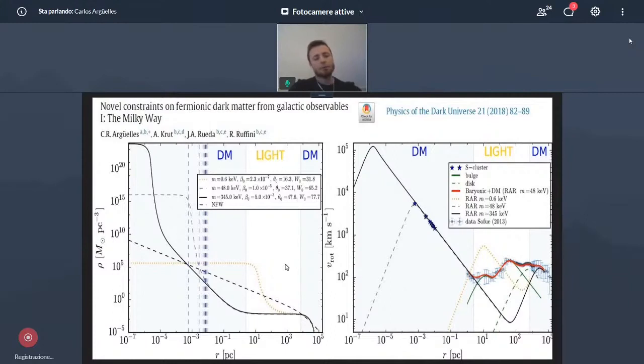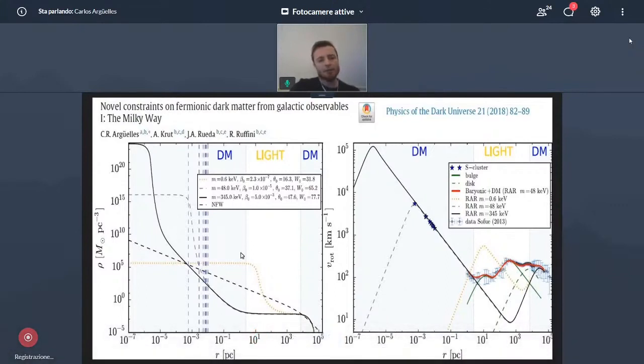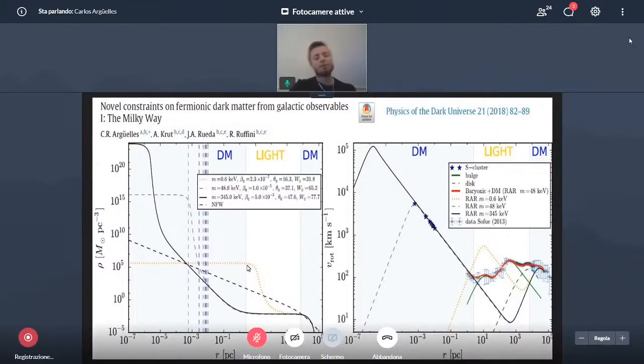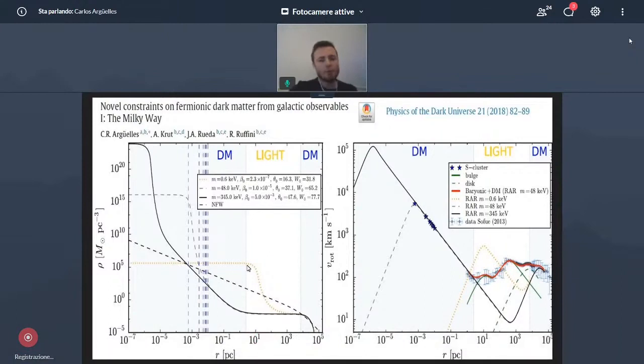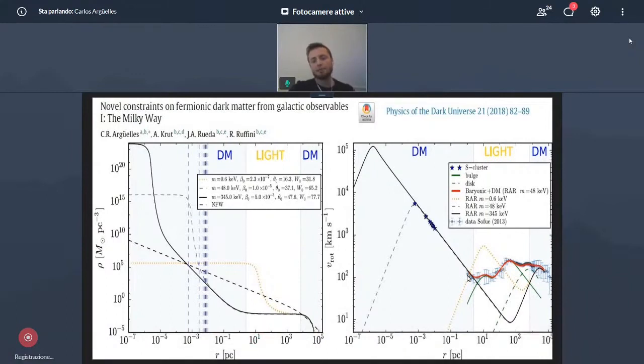You can see in the plot on the left a family of density profiles, again with the central semi-degenerate core at the center. And here is explicit the mass dependency of the profiles. You can see, for example, for sub-keV dark matter, because the relation is: the larger the particle mass, the more compact is the core of the dark matter. Therefore, for 0.6 keV, the core is too extended. You can compare the corresponding rotation curve: the first maximum exceeds the rotation curve, so this is excluded.